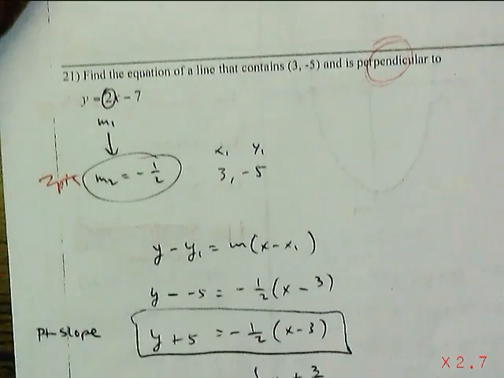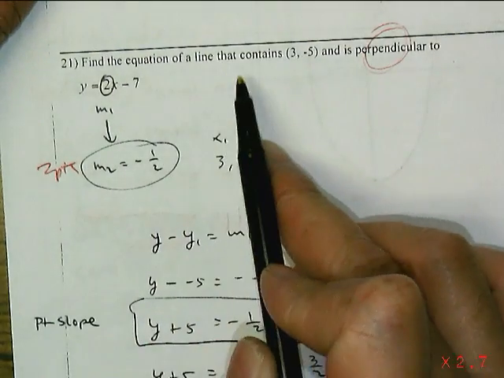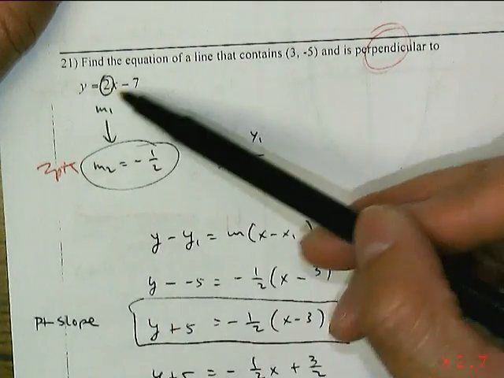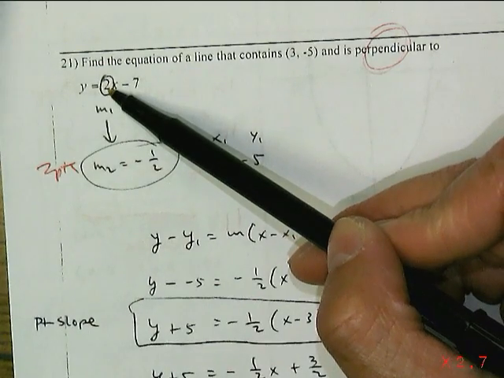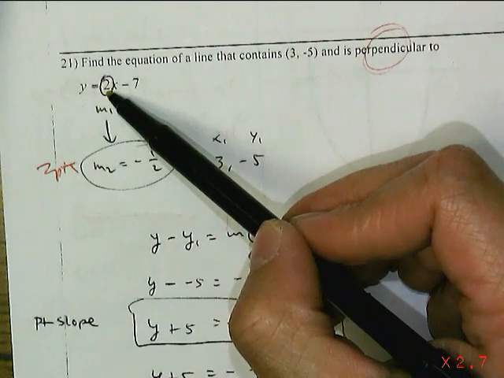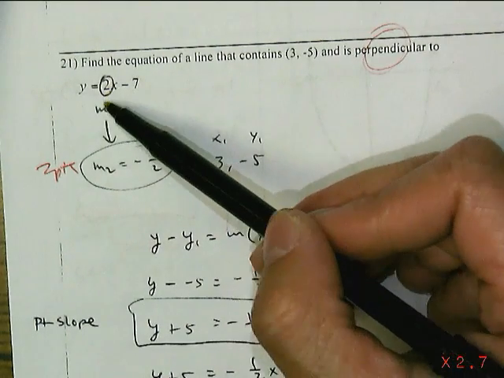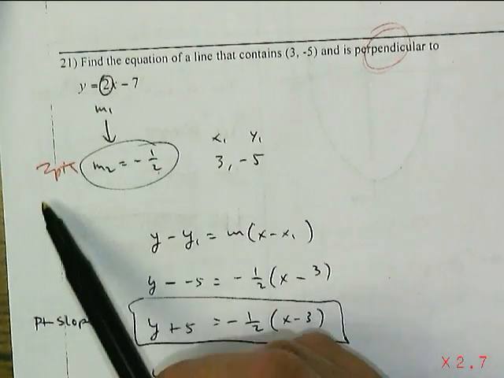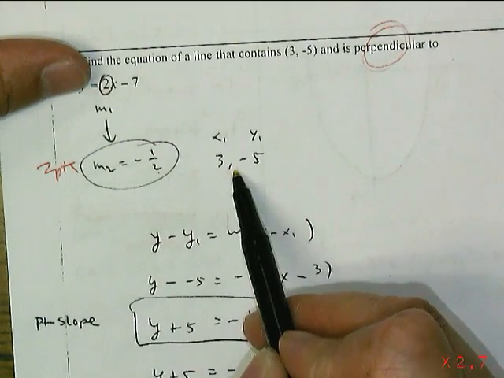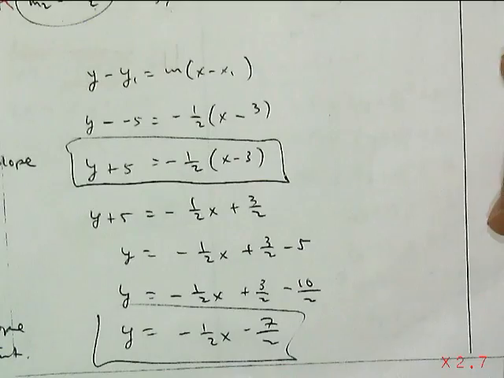Question number 21. Find the equation of a line that contains 3, negative 5, and is perpendicular to y equals 2x minus 7. So for my slope here in slope-intercept form is 2, you can just take the perpendicular slope. I'm sorry, negative reciprocal, which is negative 1/2. So if you got that, I gave you 2 points. Now you have a point, 3, negative 5, and you have the slope. You can just put it into point slope form.